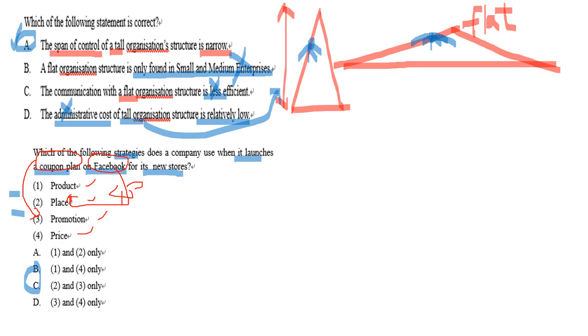Next one. Which of the following strategies does the company use when it launches a coupon plan on Facebook for the new stores? These questions involve two cases. One is the coupon plan, and the second is Facebook. This is about 4P. First one, product, then place, promotion, and price. For a coupon plan, it's about promotion, right? Just like a discount strategy to promote sales. For Facebook, it's about the place.